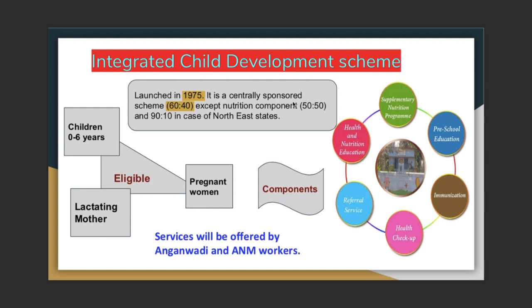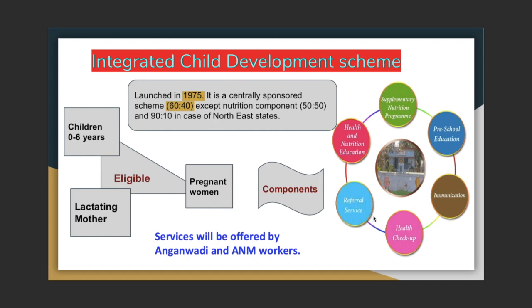Whenever the term nutrition component comes, it simply means that there are several other components of ICDS. Then the question arises: what are those components? There are basically six very important components of the Integrated Child Development Scheme: health and nutrition education, supplementary nutrition program, preschool education, immunization, health checkup, and referral services.